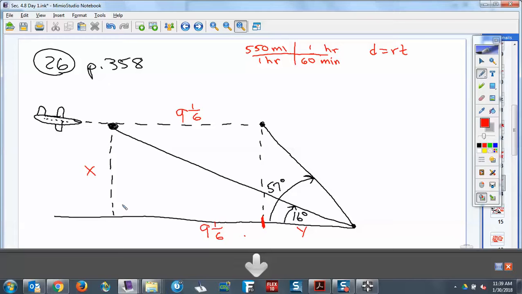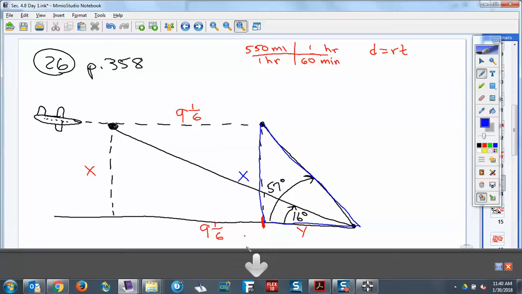I think the question says, what's the altitude of the plane? So we're going to want X. But we have two unknowns here. In the small triangle, we got tangent of 16 would be X over these two added together. It'd be this plus this, so 9 and 1/6 plus Y. So tangent would be X over that. And then what about the big triangle here? Well, I say big, bigger angle. Let's do it in blue. What about this triangle? That's why I drew it, because that would be X also, right?